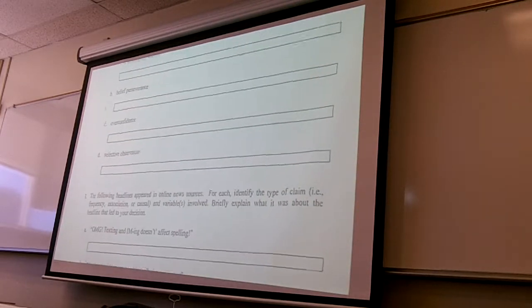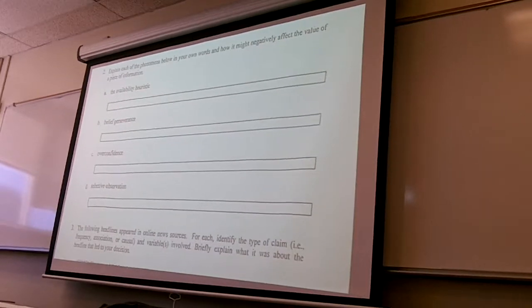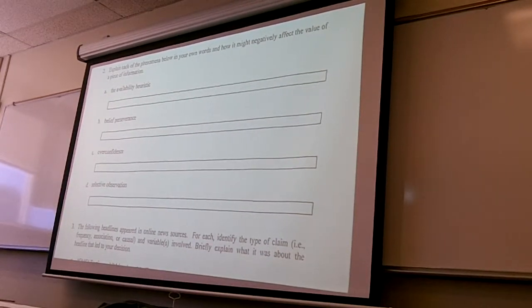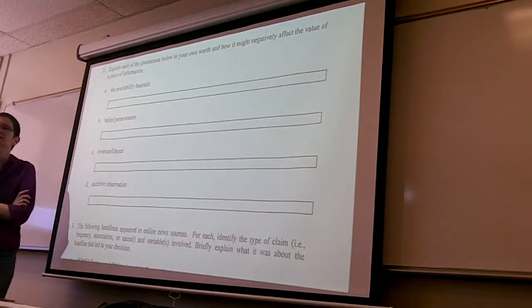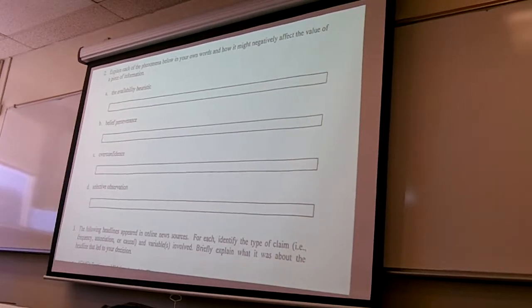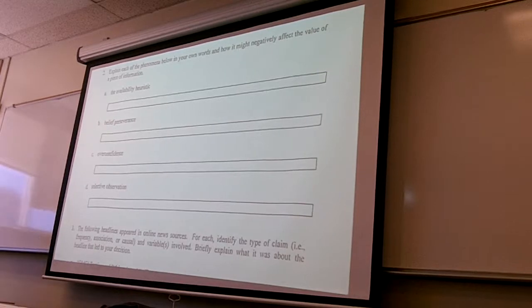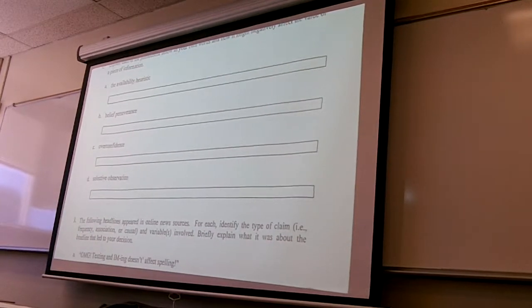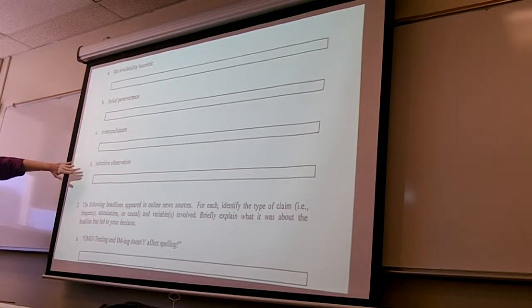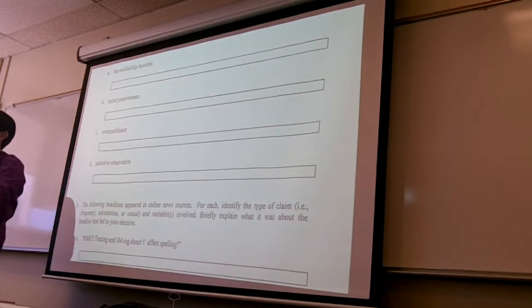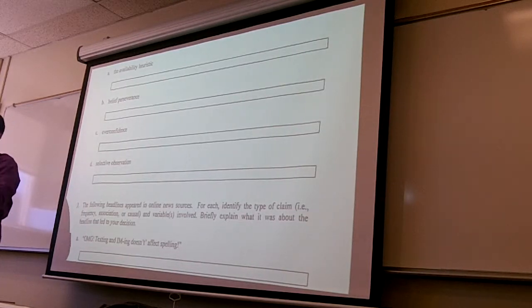Let's talk about these terms now. This question says, explain each of the phenomena below in your own words and how it might negatively affect the value of a piece of information. Okay, so we want to make sure first that we know what each of these terms means. And then we want to think about how it might, because these are all good things sometimes, but sometimes they're not good things. Sometimes they work in our favor, sometimes they don't. So let's think about each one of these terms and how it can negatively affect us as a researcher.